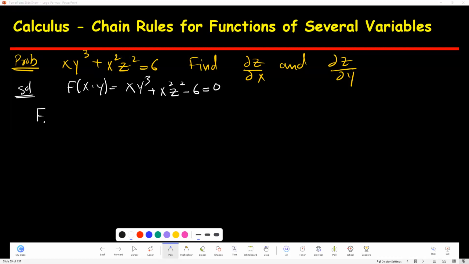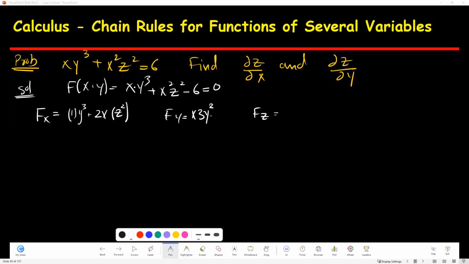I need to find three things here: fx, fy, fz. Fx means I'm going to take the derivative with respect to x, so it's going to be 1 y cubed plus 2x and z squared plus 0. The derivative of 6 will be 0. Then fy, with respect to y, is going to be x times 3y squared, and that's it. Everything else becomes 0.